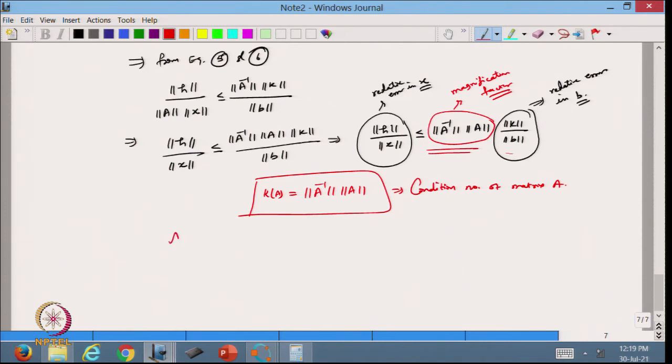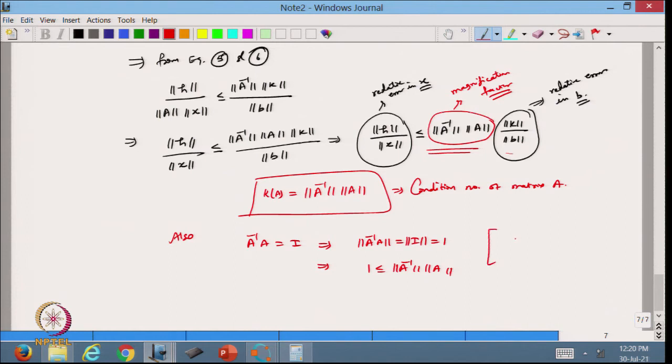Also, I know that A inverse A is equal to I, and from here, taking the norm on both sides, the norm of A inverse A is equal to the norm of I, and the norm of I is always 1. Then from here, I can take the condition number, so 1 is there, so that is always less than or equal to the norm of A into the norm of A inverse.